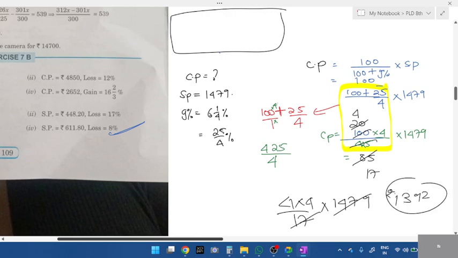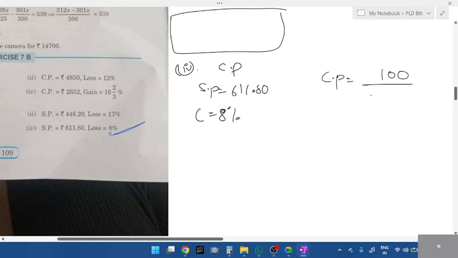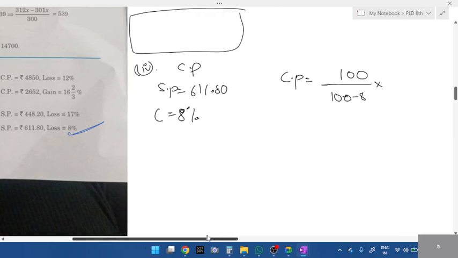Okay, do properly, students. Calculate properly. Take your time and solve. This is 1392. Next question. Next, tell me the fourth one. What is given? You need to find cost price when selling price is 611.80 and loss is equal to 8%. What's the formula for cost price? 100 divided by 100 minus or plus for loss? Minus. So I'll write it directly. 100 minus 8 into.